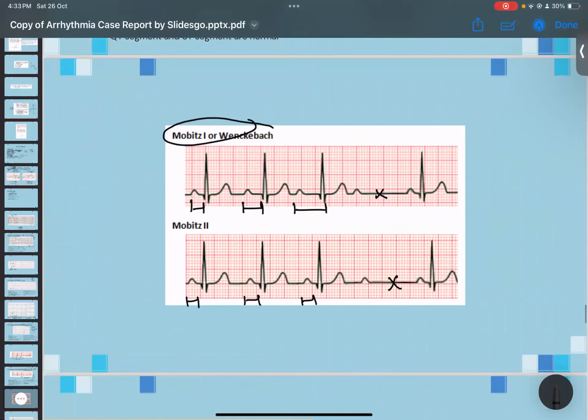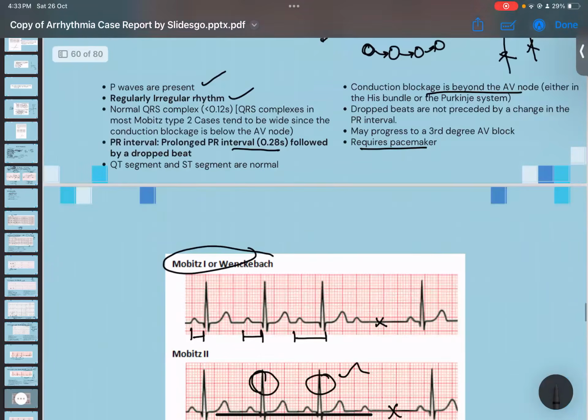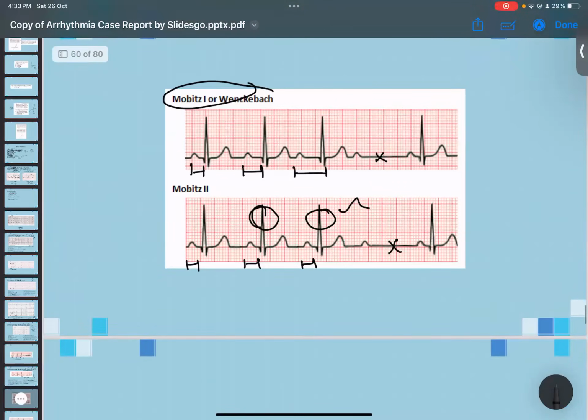Apart from that, in Mobitz 2, you will see a wider QRS complex, mainly because there is a conduction blockage happening after the AV node. And because that happens, your cardiac myocytes are going to take longer to pass the electricity down from one cell to another. So usually you see a wider QRS complex. So yeah, that's on the differences between Mobitz 1 and Mobitz 2.